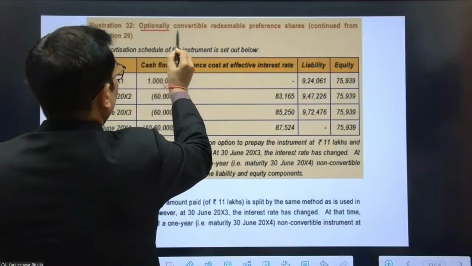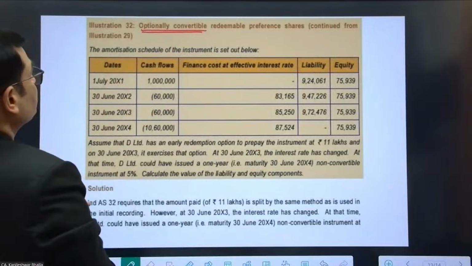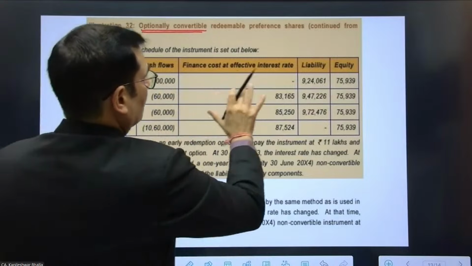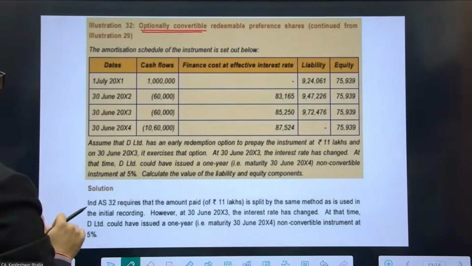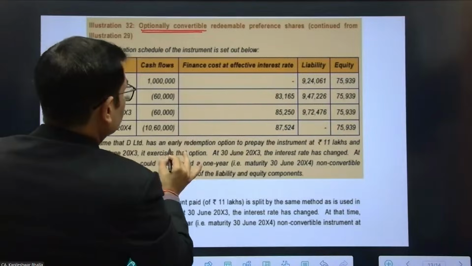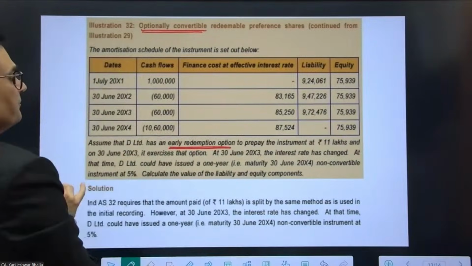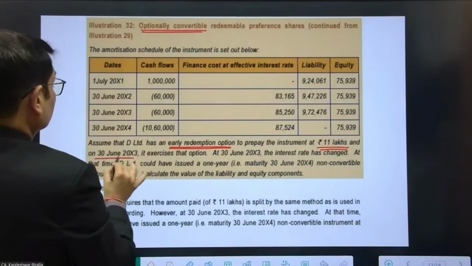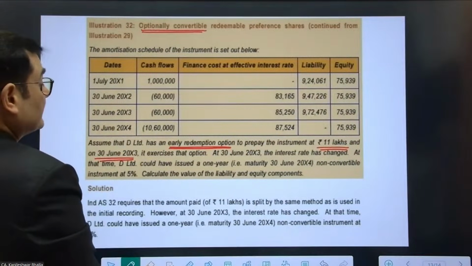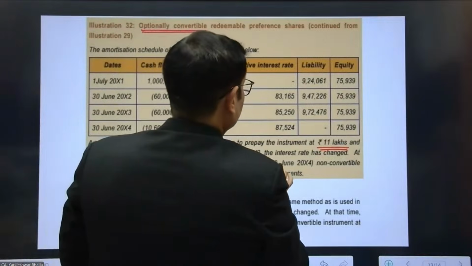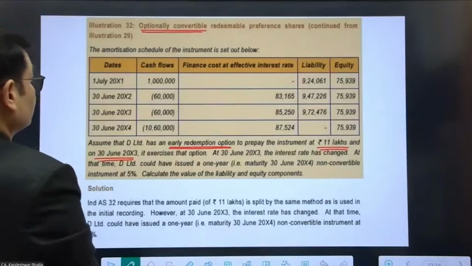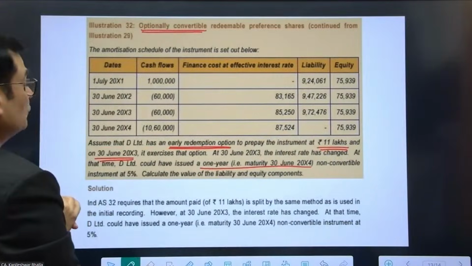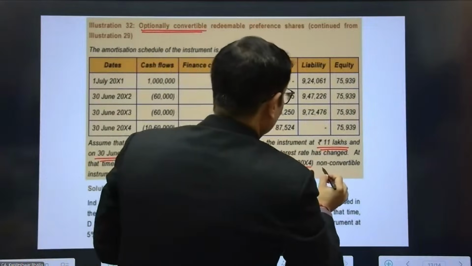It's again the case of optionally convertible debenture, preference shares, and I am given the data. So there are cash flows given. There is already a chart given, the equity element, everything is given. Assume that D has got an early redemption option to prepay the instrument at 11 lakhs and on 30th June X3 it exercises the option. On 30th June X3, the interest rate has changed. At that time, D could have issued a 1-year maturity on 30th June non-convertible instrument at 5%.